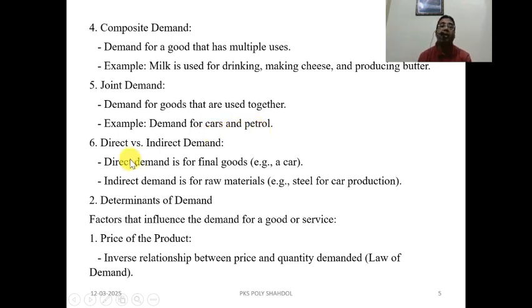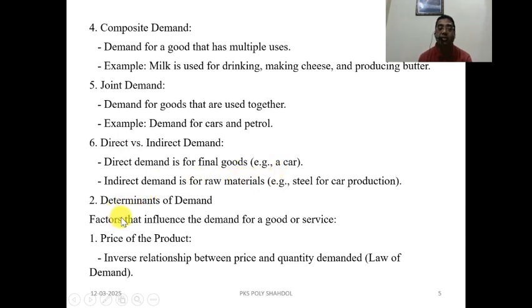Now, direct versus indirect demand. Direct demand is for the final good, for example, a car. Indirect demand is for raw material, meaning when we produce the car, steel is required for production. So this is direct and indirect demand.